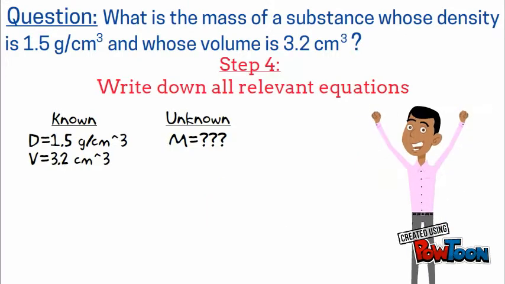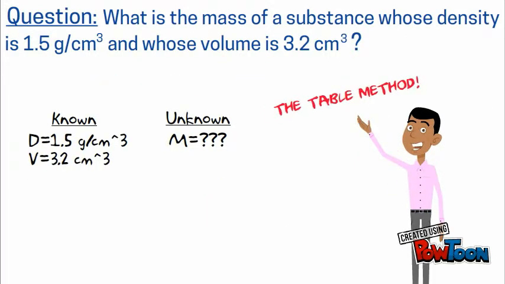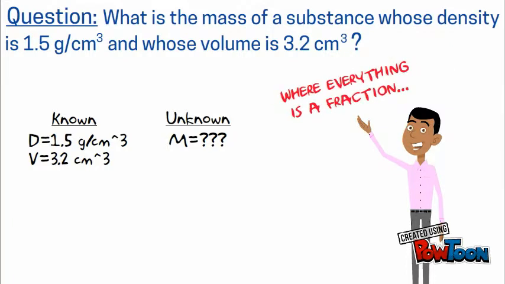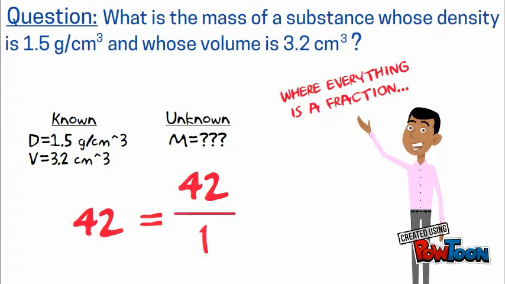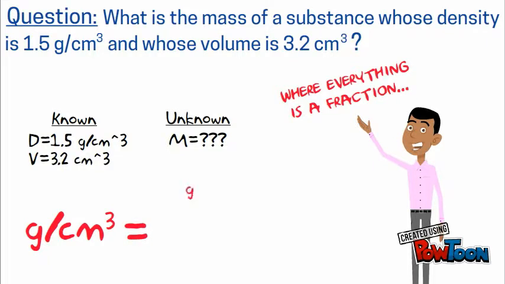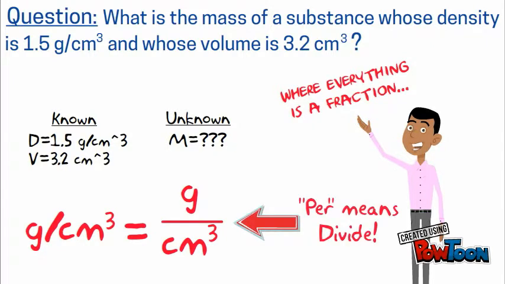Enter the table method. There are a few things about numbers and units that you can keep in mind in order to use this method to solve a problem for which you don't know the equation. The most important is that all numbers and all units are actually fractions. Even whole numbers can be fractions. Just divide them by 1. And a measurement which is made up of more than one unit is a fraction as well. So our density measurement is read grams per cubic centimeter, and the per is indicating division, grams divided by cubic centimeters.